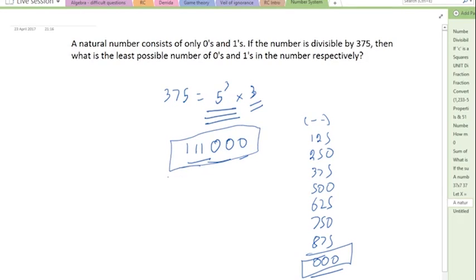So why did we do it like this? We were told the number is divisible by 375. So we prime factorized 375 and we got two prime factors, 5 cube and 3. We checked the divisibility test for each of them. For 5 cube, we knew that for 125, the number should have its final 3 digits divisible by 125. And using zeros and ones, the only combination that can be formed was 3 zeros at the end. And for 3, you need to have the sum divisible by 3, and for that you needed at least 3 ones, so we put 3 ones here. So this is the number.